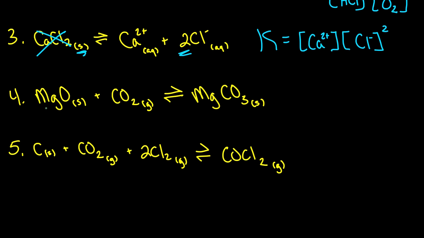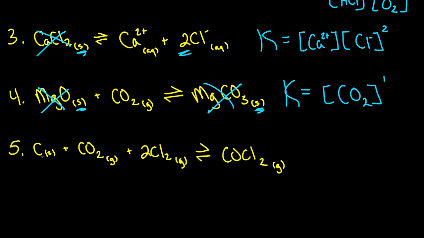Next up, we got magnesium oxide plus carbon dioxide yields magnesium carbonate. I notice there's a solid here, so I'm going to eliminate magnesium oxide. Magnesium carbonate is a solid, so I'm going to eliminate it. So K equals products over reactants. There is not going to be a product. I only have one reactant. So K equals the concentration of CO2, and no coefficient, so it's just a 1.